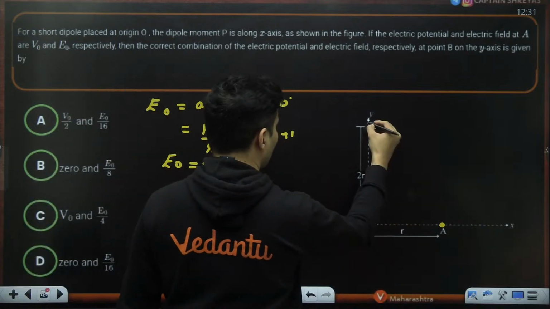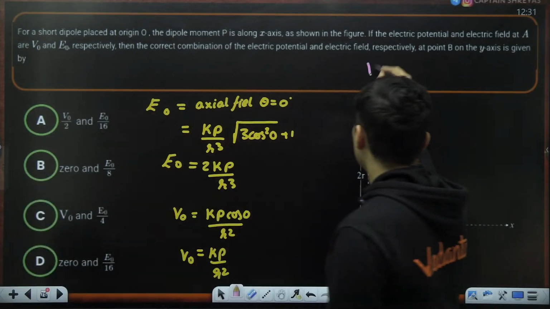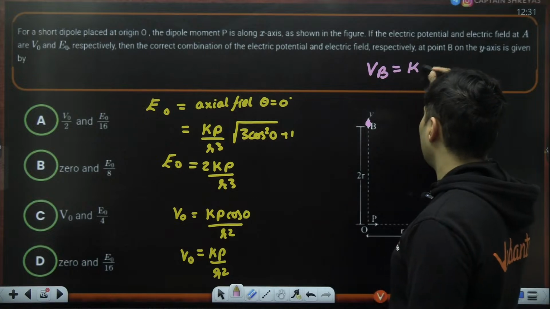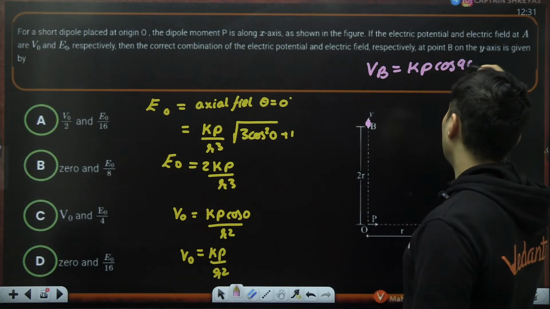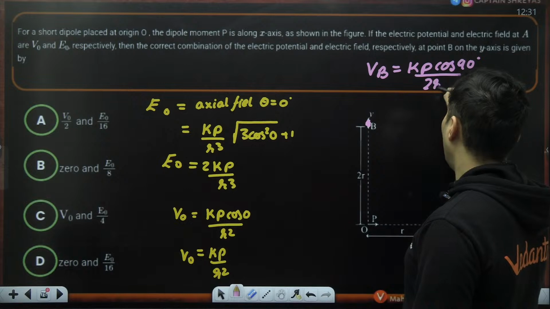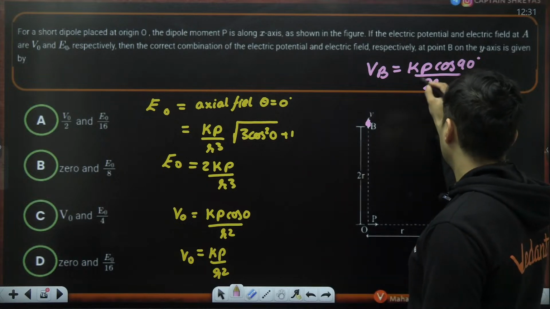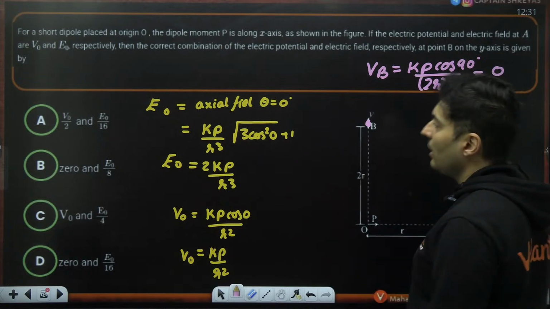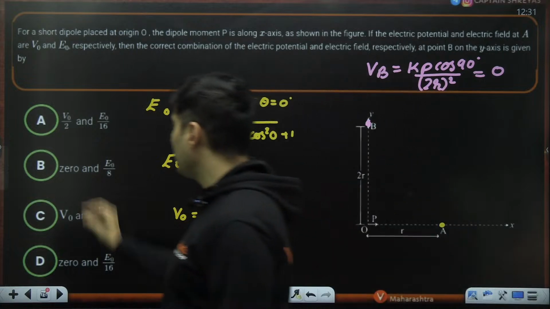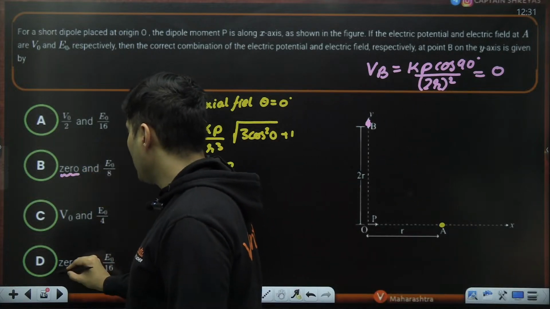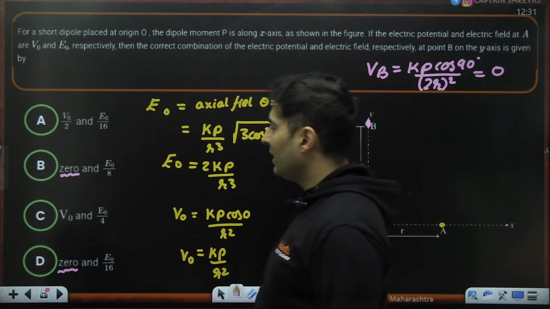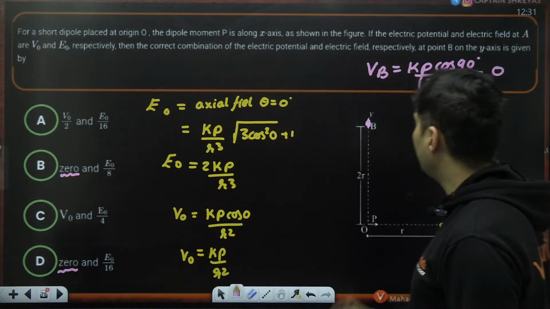Great. Now let's go over here first. Finding the potential at point B is very simple. It will be Kp cos 90 by 2r square, which is obviously 0. So potential is definitely going to be 0. So A and C options are automatically eliminated.